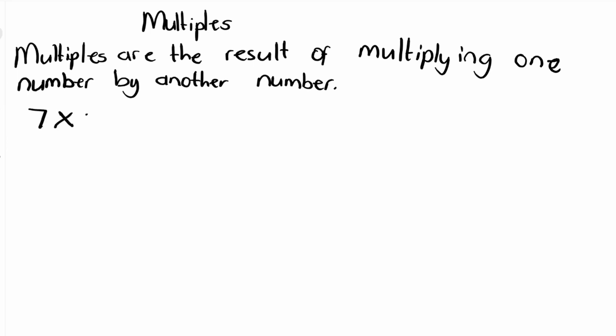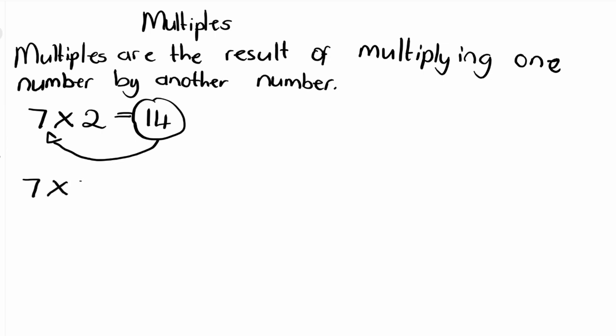7 multiplied by 2 is equal to 14. This means 14 is a multiple of 7. Why? Because 14 is made up of multiple 7s. 7 multiplied by 3 is equal to 21. This makes 21 a multiple of 7.